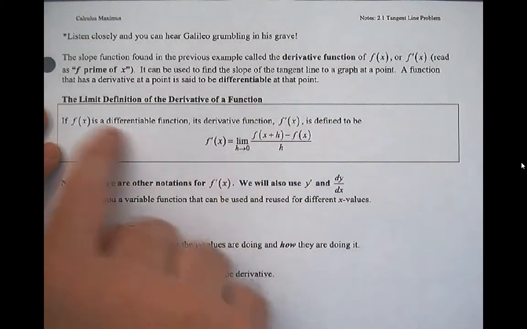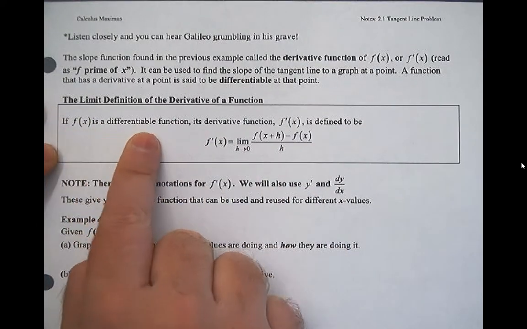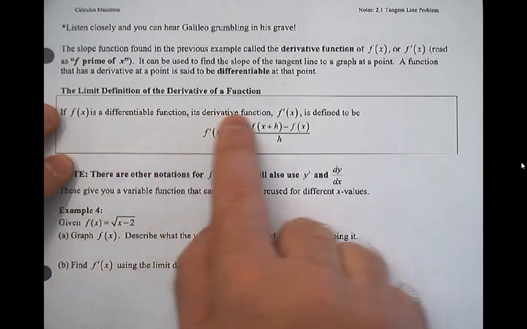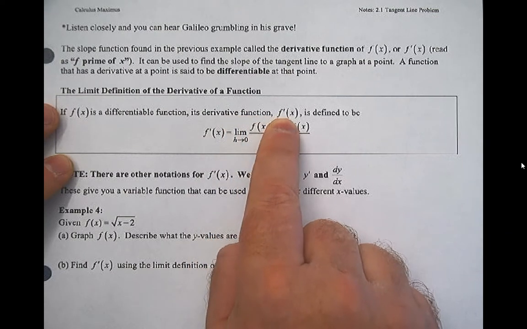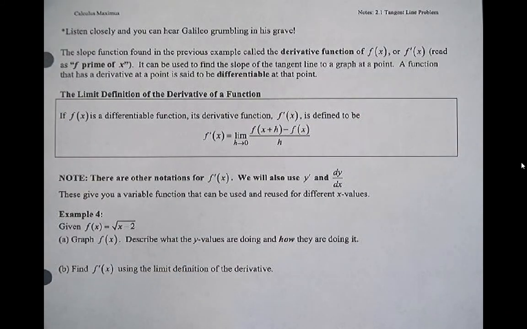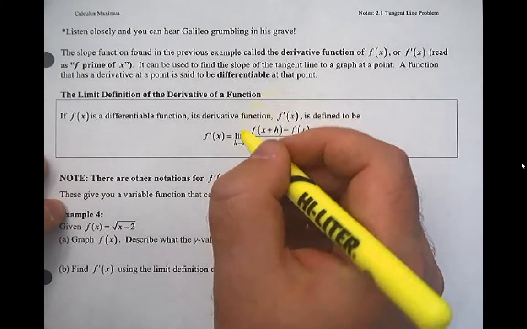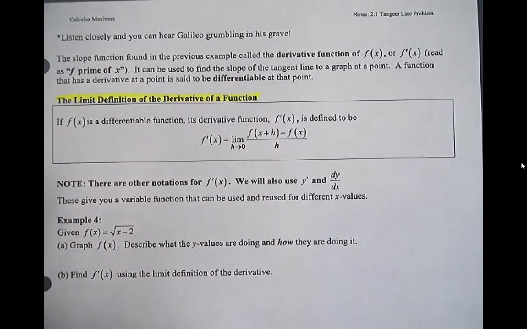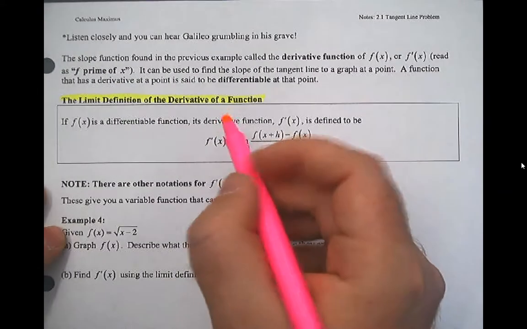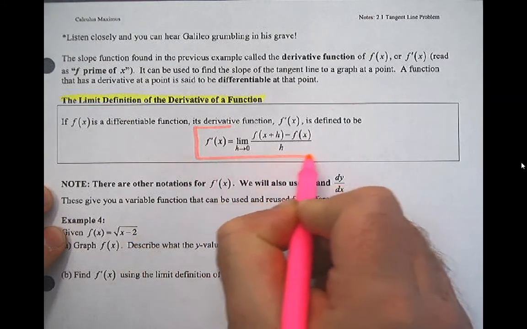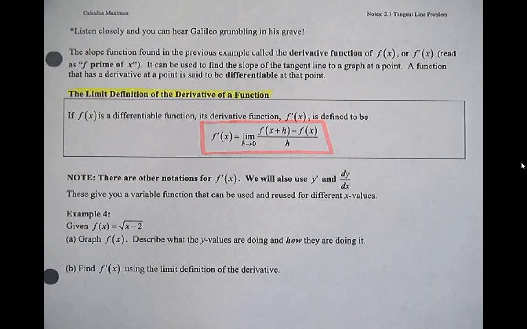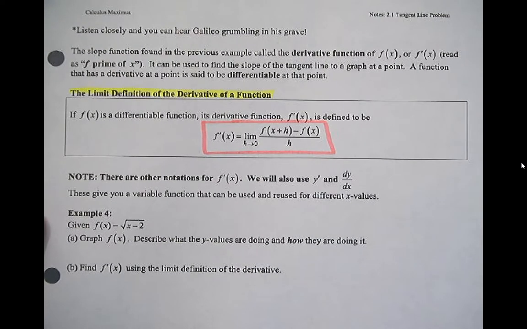So we now have an official thing, the derivative. If f is a differentiable function, that just means that you're allowed to derive it. We're going to talk a lot more about what that means in the next couple lessons. Its derivative function, which we write as f prime, is defined to be the limit definition of the derivative. F prime of x equals the limit as h approaches 0 of f of x plus h minus f of x all over h. Seems complicated, seems scary, but it's not that bad once you get into it.